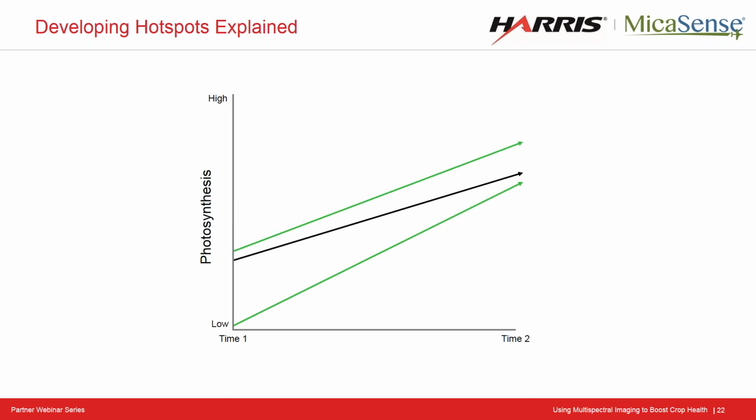Anything that shows up in green, you can think of it as a steeper slope. So from time 1 to time 2, the green regions are photosynthesizing at a much higher rate than the mean value of the field. Anything that shows up in red are the regions that are not producing at the same rate.